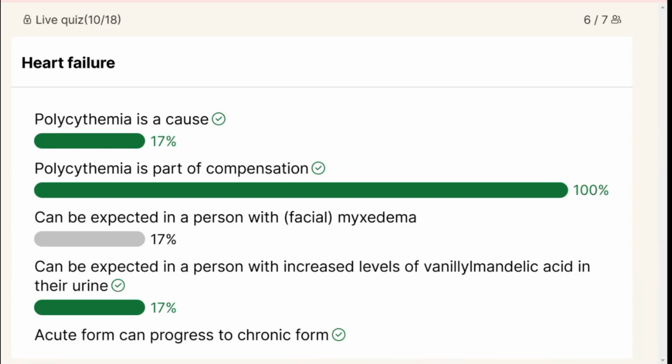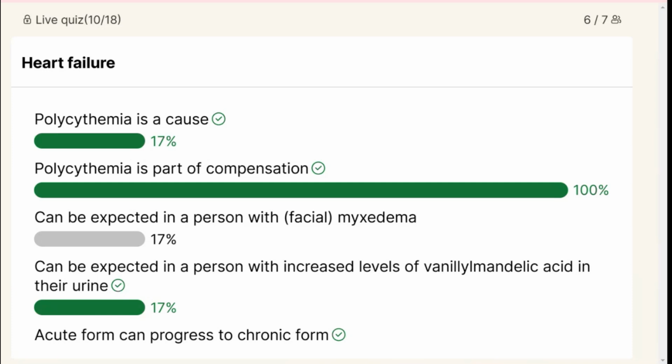To further elaborate on secondary polycythemia being a compensation, when there is some sort of left heart failure, there's hypoxia in the rest of the body. And for the body to meet the oxygen demands, it compensates by increasing the amount of red blood cells. So this is the action of erythropoietin, EPO, that's released by the kidneys once there's hypoxia.